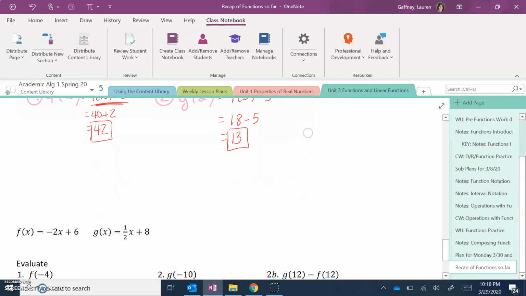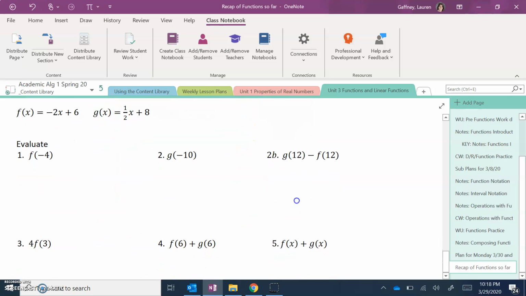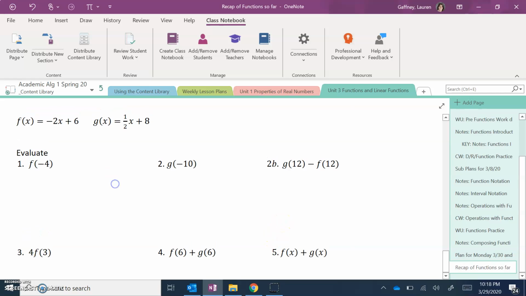Now, from here, we elaborated a little bit and we brought in functions where you add to or subtract to or multiply. And this will be new. Number 5 will be new. Okay, so I'm going to go through a couple of these.